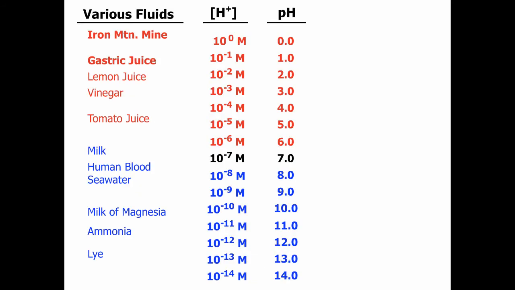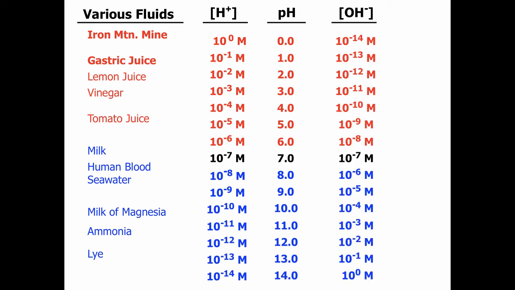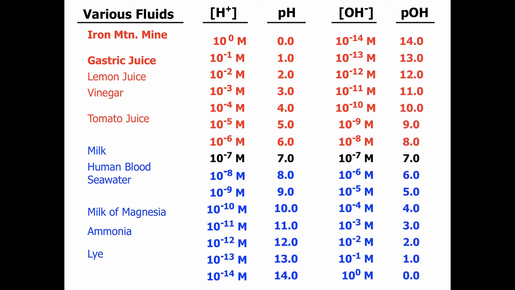And here is a chart showing some representative substances, some that are acidic, some that are basic, and some that are reasonably close to neutral. The H+ concentration and the pH that corresponds to that. And then the OH- concentration and the pOH, which is the negative log of OH- concentration, that corresponds to these.